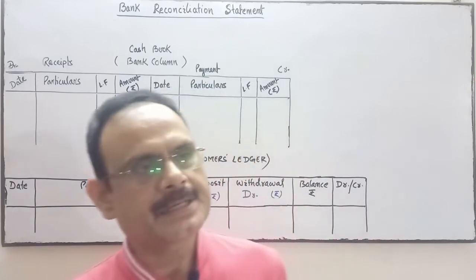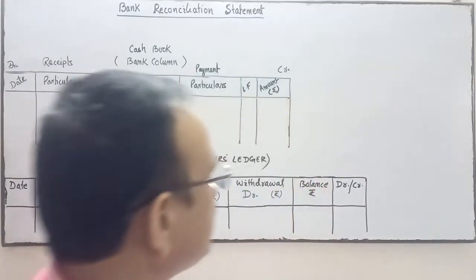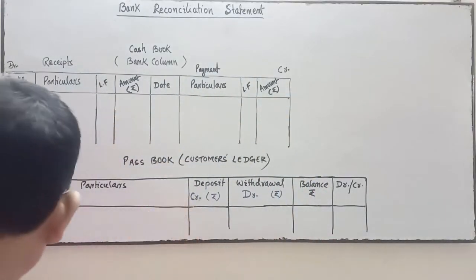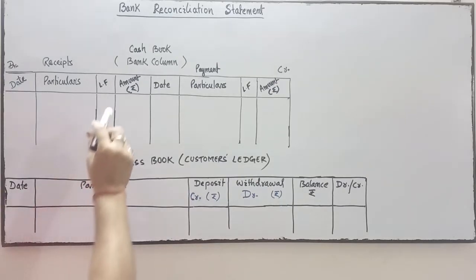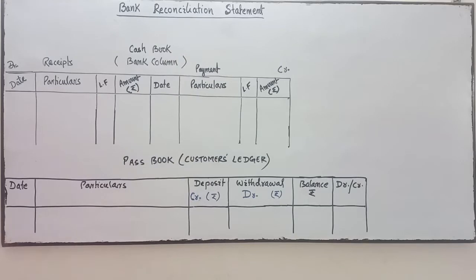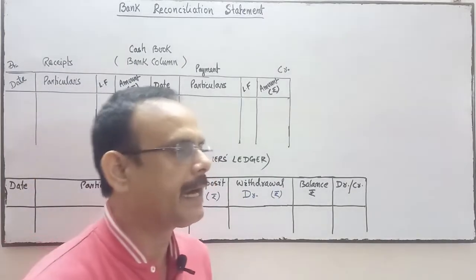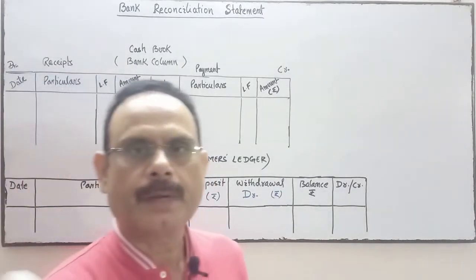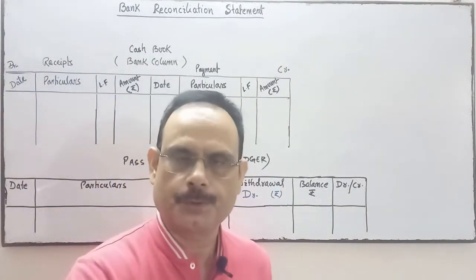So the bank reconciliation statement is a statement prepared mainly to reconcile the difference between the bank balance shown by the cash book and the bank balance shown by the passbook.